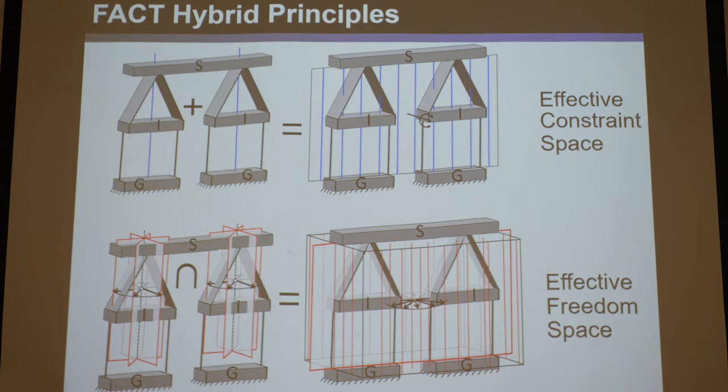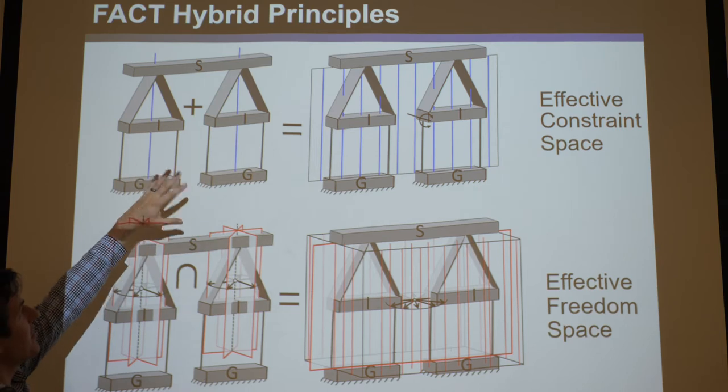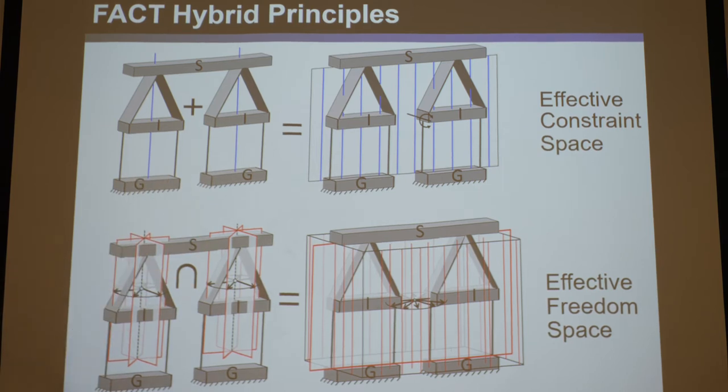And if it's a serial system, you look at all the parallel subsystems that are stacked in series, and you ask, are any of those over-constrained? So this is confusing. Let's take this hybrid system here. You would ask yourself, is this over-constrained, this system? You'd say, no, it's not. So let's go on to the next one. Is this over-constrained? You'd say, yes, it is.